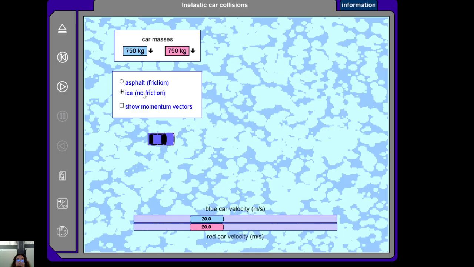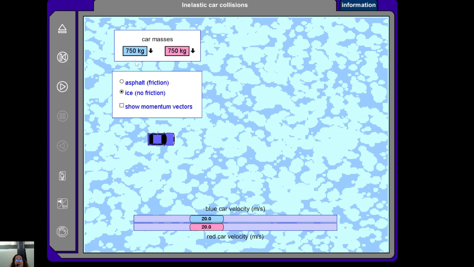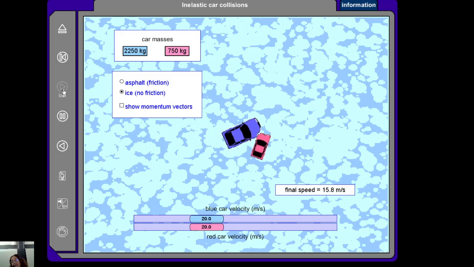Let's say they have the same mass. Okay, so let's see what will happen. The same speed. You see, the angle is 45 degrees because there is no winner, right? So if we make one bigger, so more momentum for the same speed, the angle is more than 45 degrees. Does it make sense? If this one is larger, boom, right?